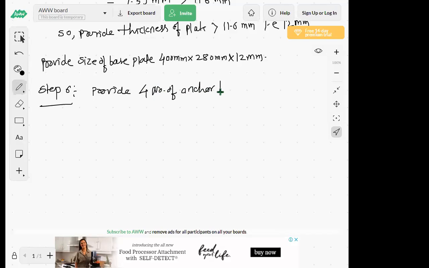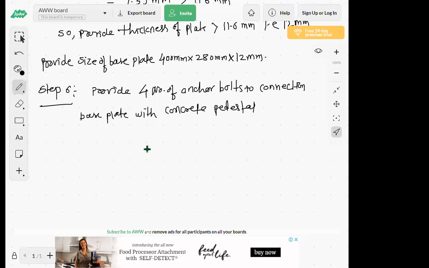Provide four number of anchor bolts, four number of anchor bolts to connect base plate, or we can say to connect base plate with concrete pedestal, base plate with concrete pedestal. Concrete pedestal of 20 diameter.